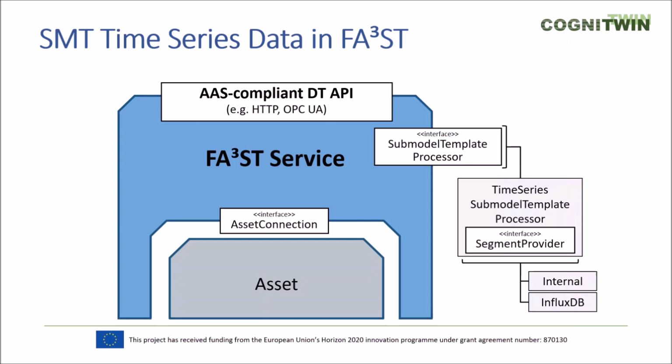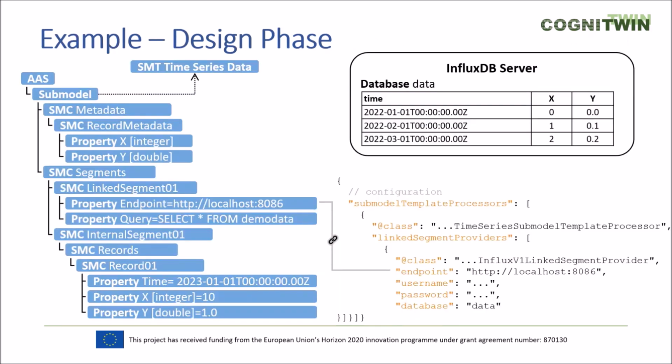To follow the FAST service approach of easy extensibility, this processor again defines an interface called segment provider, which currently has 2 implementations: internal for accessing internal segments and InfluxDB for accessing linked segments stored in an InfluxDB server. Now let's look at an example how this works.